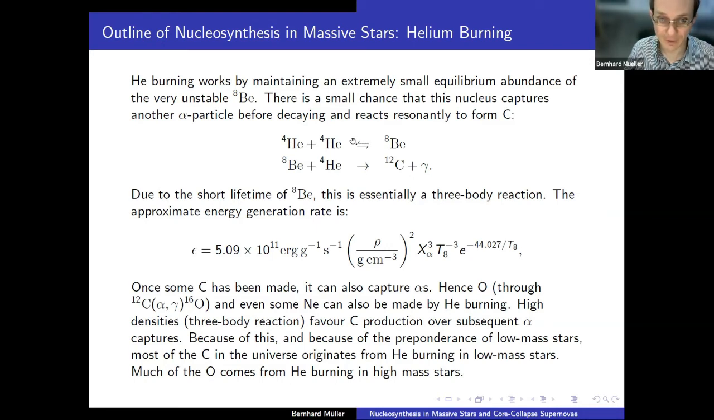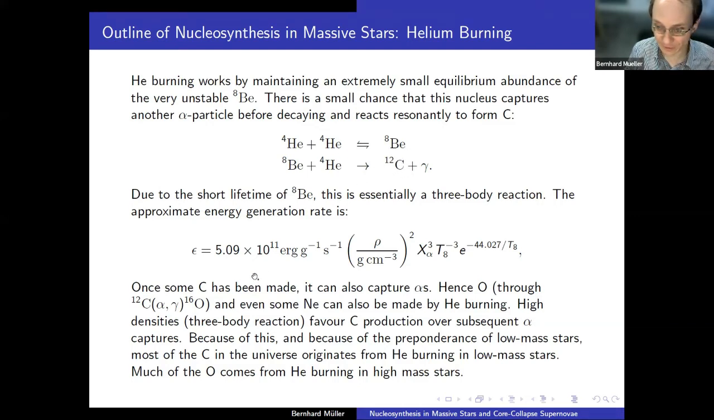What happens is you could fuse 2 helium-4s into beryllium-8. Beryllium-8 is unstable, so it stays around only for a very short time frame. And if within that lifetime you can capture another helium-4, you make carbon-12, followed by a gamma decay. It's actually essential here that there's a resonance in carbon-12 at the exact right energy for this reaction to be able to happen.